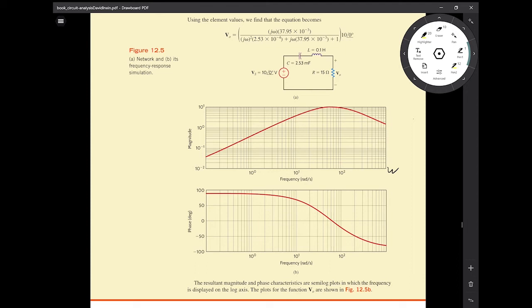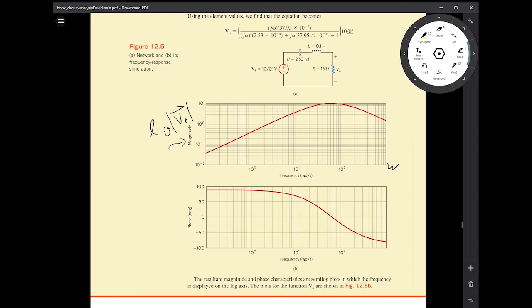Notice here that the magnitude also is plotted as the log of the magnitude. So here we're plotting log VO magnitude. While the phase is not logarithmic, the phase is just straight. The y-axis is just linear. So this is what's called a log plot. This is a linear log plot.